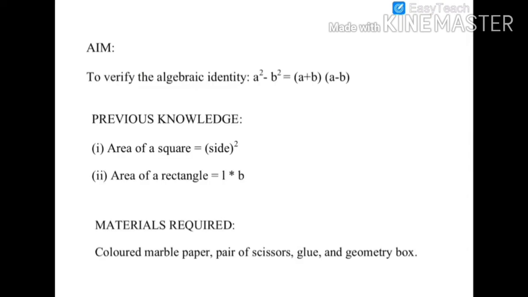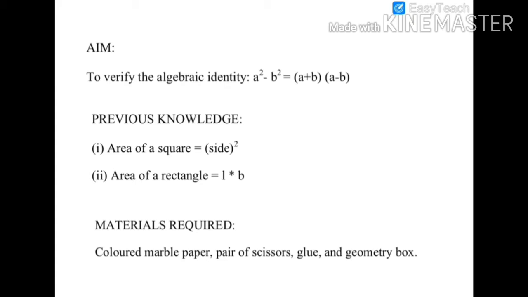In today's video lesson, we will perform an activity to understand an algebraic identity geometrically. Recall in chapter 2, Polynomials, we have studied various types of identities, and one of them is (a plus b) into (a minus b) equal to a square minus b square. So the aim of today's activity is to verify the algebraic identity a square minus b square equal to (a plus b) into (a minus b) geometrically.